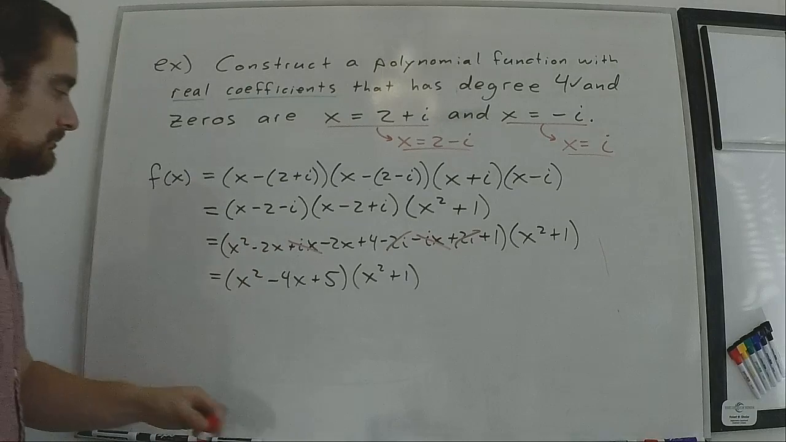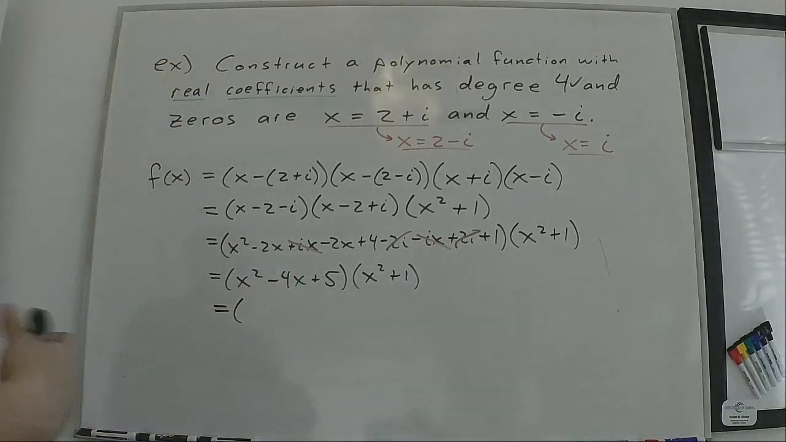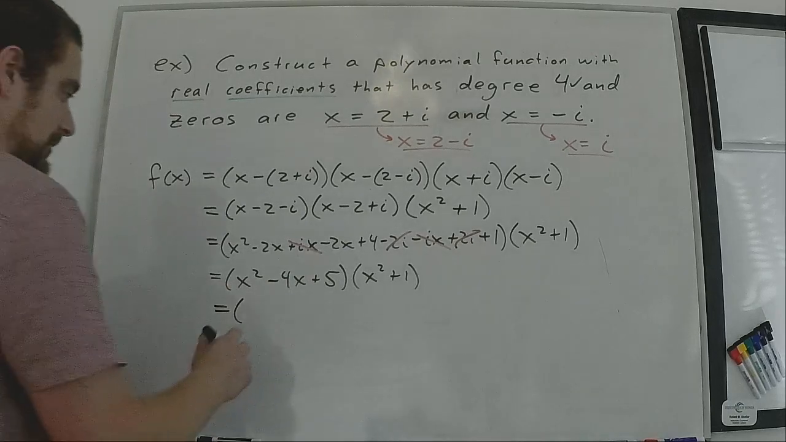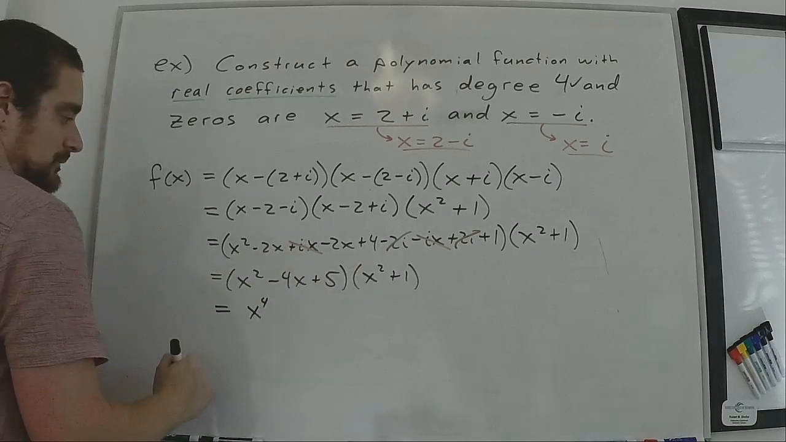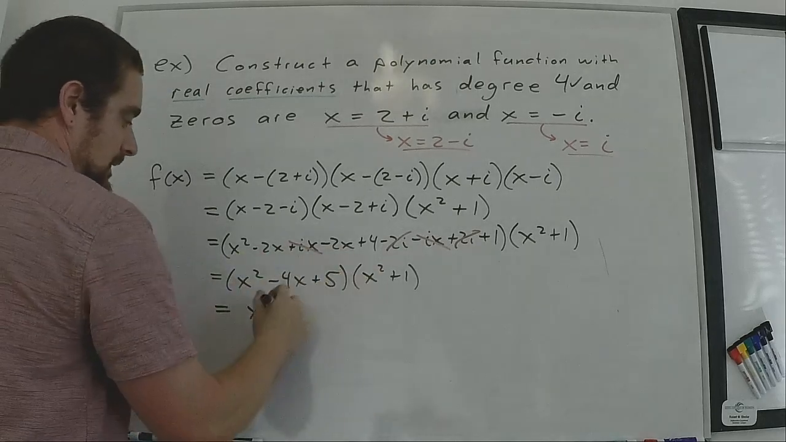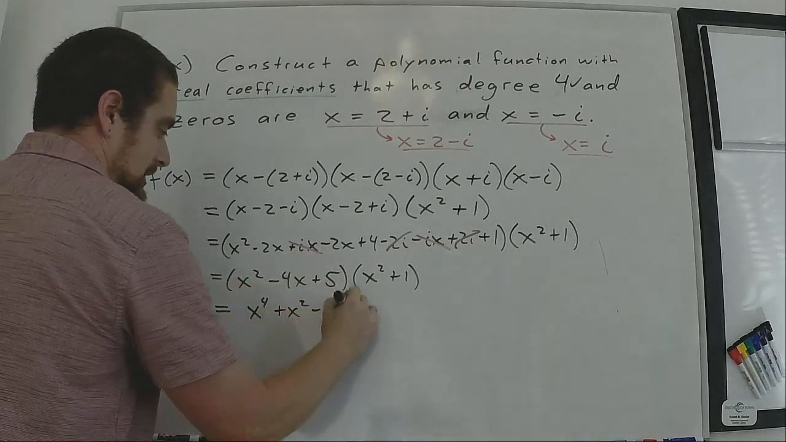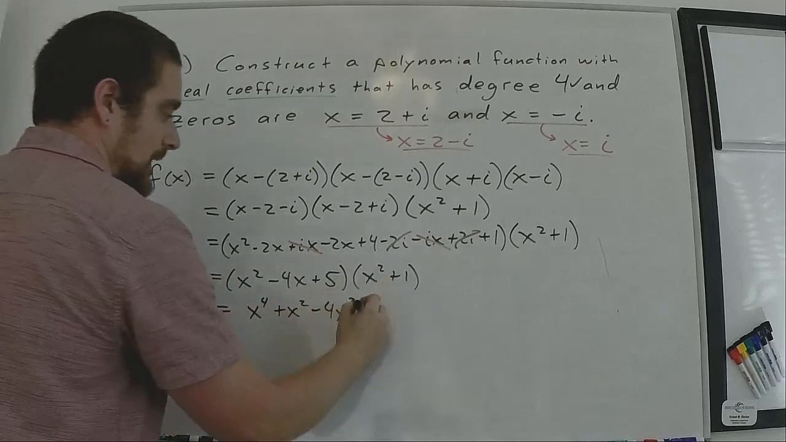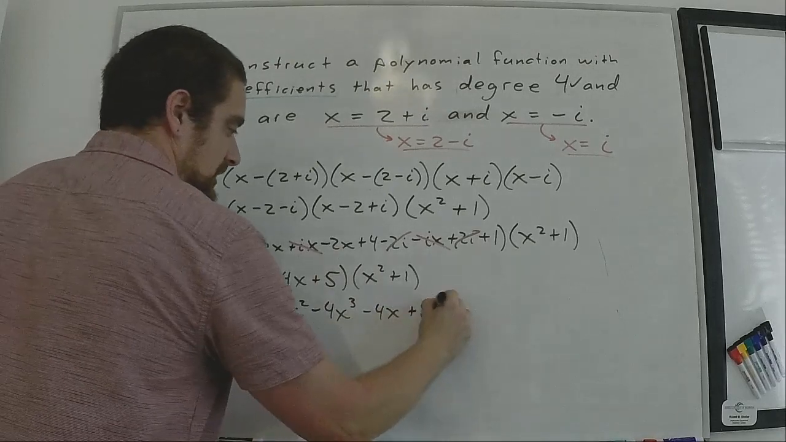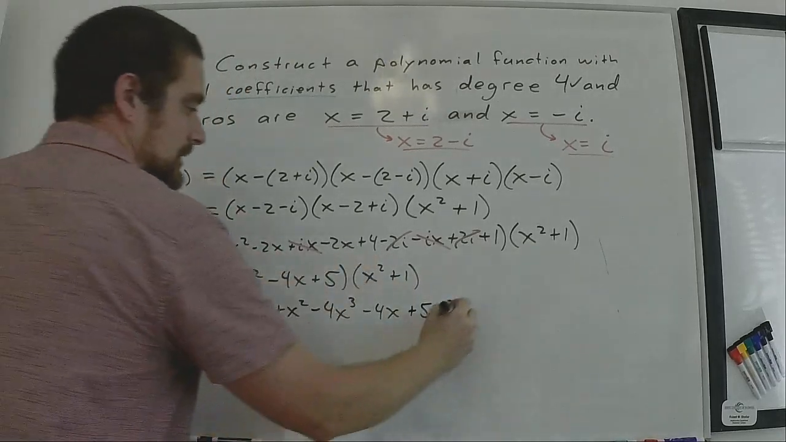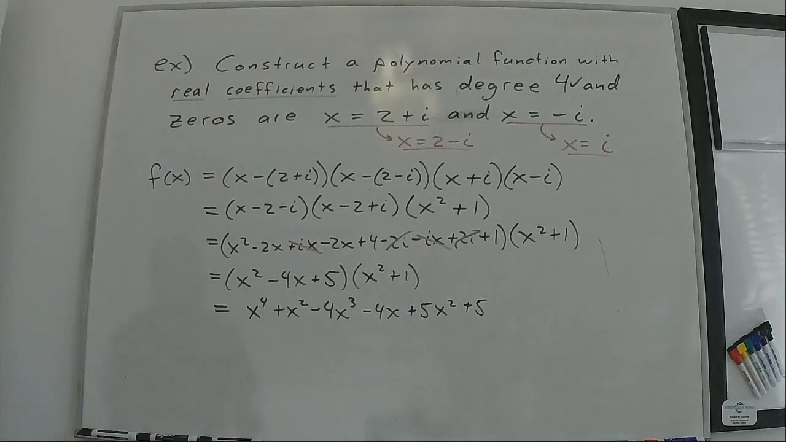So just to write it all out, we'll have to do a little bit of distributing, but you can see all the complex and the imaginary stuff is gone. We'll get some real coefficients, and then we'll be done with this. So multiplying out, x squared times x squared is x to the 4th. X squared times positive 1 is just x squared. Negative 4x times x squared is negative 4x cubed. Negative 4x times positive 1, that's negative 4x. 5 times x squared, there's 5x squared. 5 times 1, there's 5. I don't need the parentheses anymore, we're good.